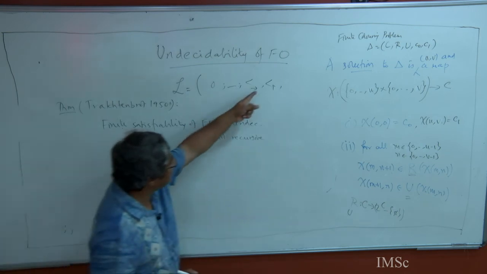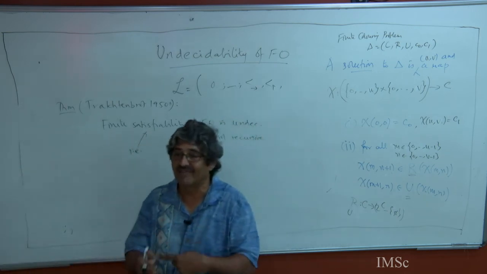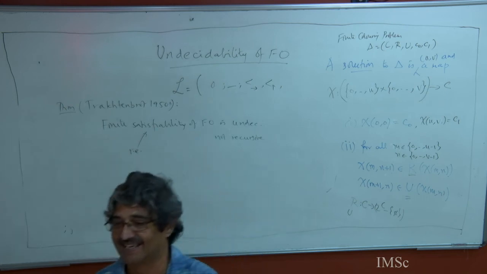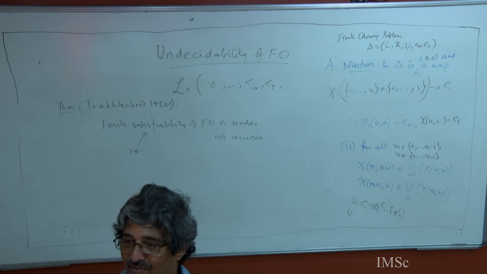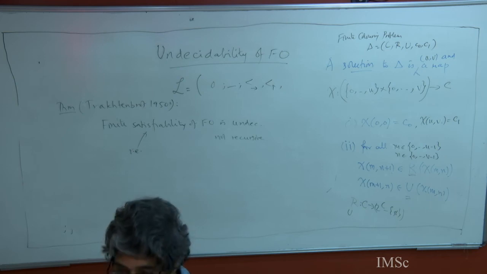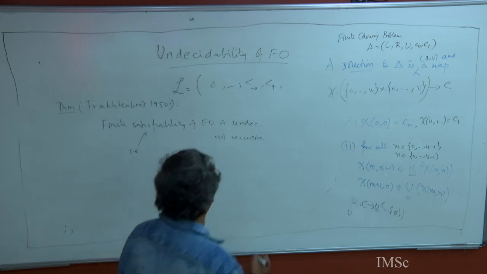Which of course, from this being first order logic, you can derive a successor relation, not a successor function, a successor relation. That's really not a problem. What else do we need? We need of course the coloring.